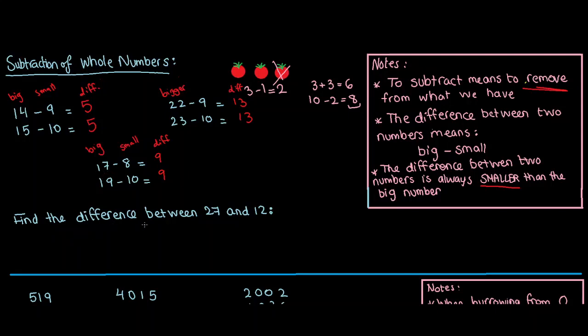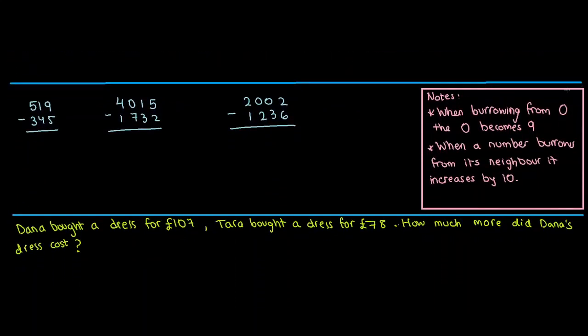Another way in which you will be seeing subtraction questions is, for example, when someone asks you, find the difference between 27 and 12. We know that 27 is bigger than 12. And what we do to find the difference is 27 minus 12, and that is equal to 15: 7 minus 2 is 5, and then 2 minus 1 is 1. Now that we have practiced some subtraction, let's go on to slightly more difficult examples.